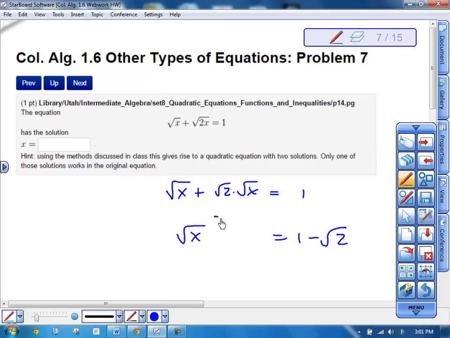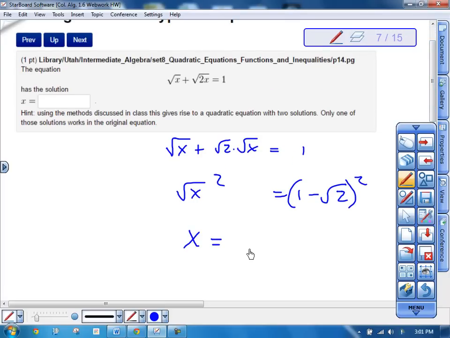And then square both sides. So there's your one answer, x equals this 1 minus square root of 2 squared. You can probably enter it in like this if you want, and it should give you the right answer, or you can do a decimal.